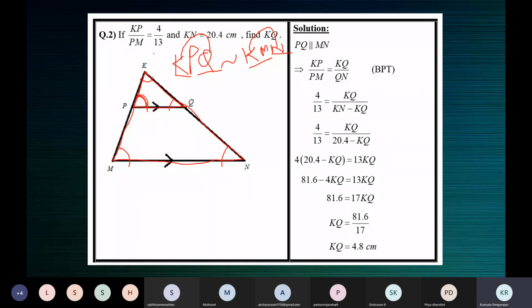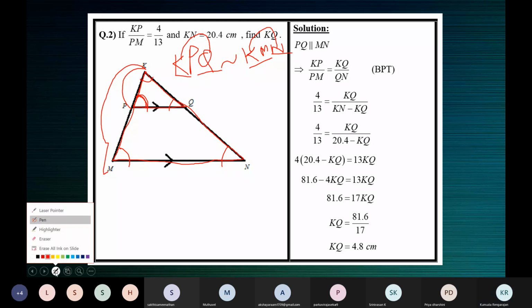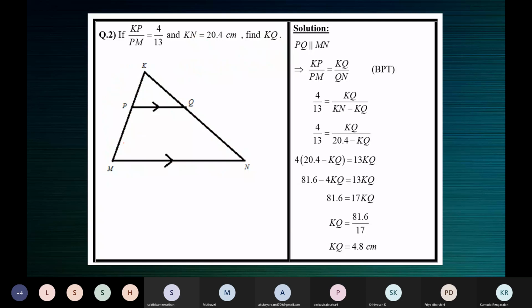Substitute, and you should be careful when it is KP by KM. It is 4 by 17, not 4 by 13. Because KP is 4 parts, PM is 13 parts. So 13 plus 4, 17 parts, KM. All right. So you can do it using BPT or similar triangles.